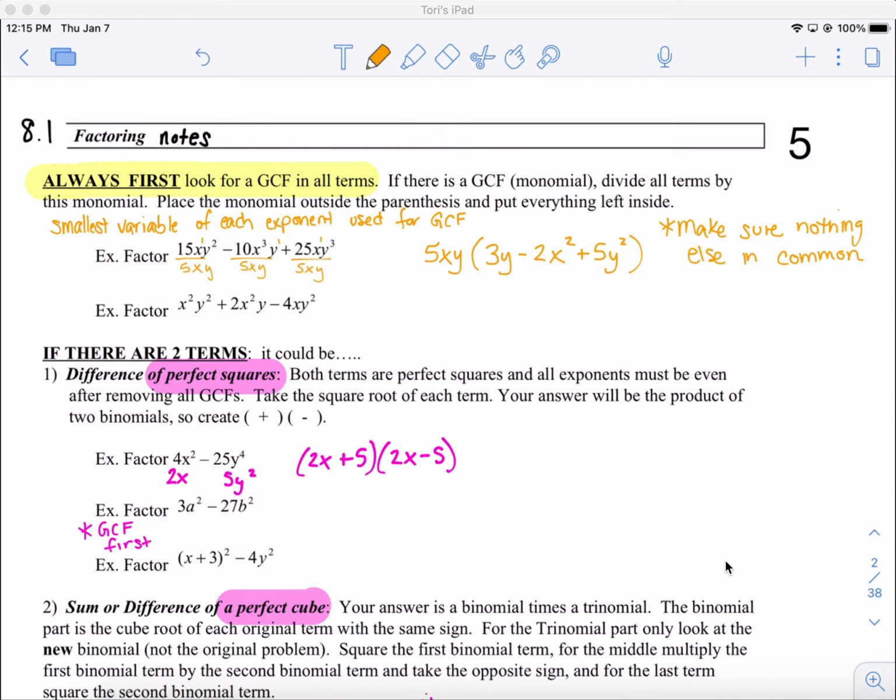Hey guys, we're back with the notes for 8.1. This is what you should be working on after the Unit 7 test. We've already done a ton of factoring, but it's going to be super crucial in this unit as we're taking polynomials apart and trying to identify the characteristics of them.